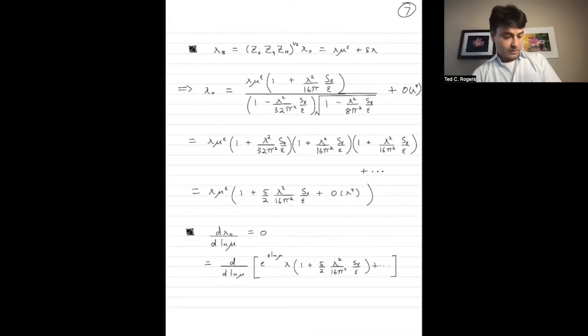And notice that I've written lambda mu to the epsilon just as e to the epsilon log mu, because that makes taking this derivative nice. Just a notational thing. I'm going to call the derivative of lambda of mu. And remember now, since mu is changing and that's causing lambda to change, I'm going to write lambda as a function of mu. And I'm going to call that derivative beta, function beta, with a bar on top. The bar is just because I'm going to change the definition slightly by overall factors later.